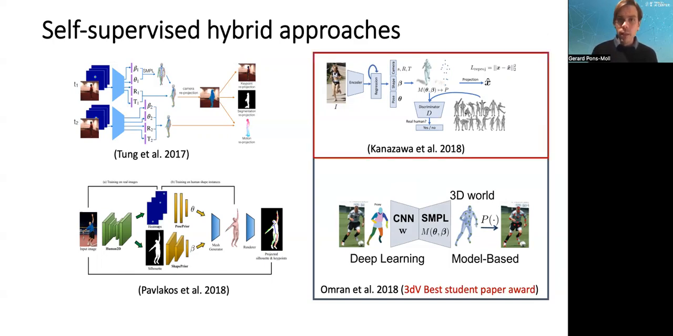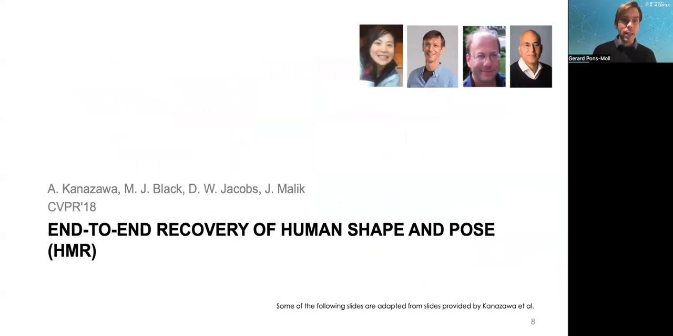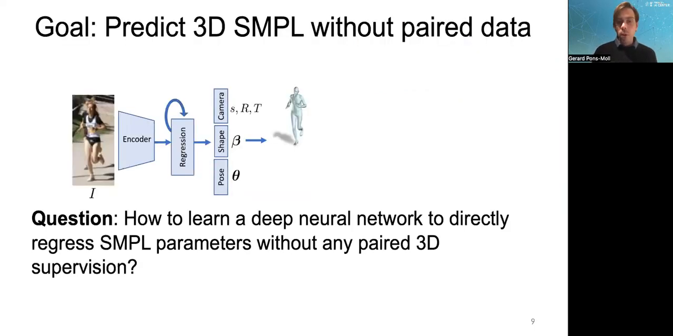So let's start with the first paper, which is called End-to-End Recovery of Human Shape and Pose, abbreviated as HMR. Here the authors pose the question directly: how can we learn a deep neural network to directly regress SMPL parameters without any paired 3D supervision? We have an encoder, or a regressor, that predicts the pose, shape, and camera parameters of the given image. And if we have no training data, that mapping cannot be learned. So how can we do this?